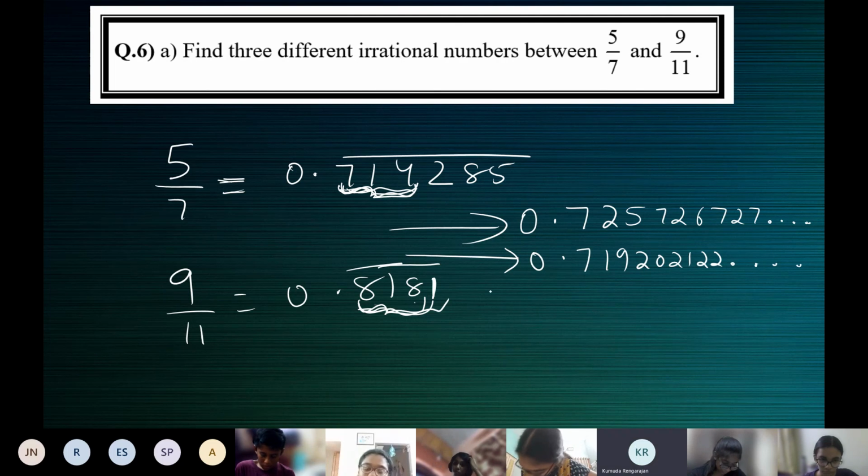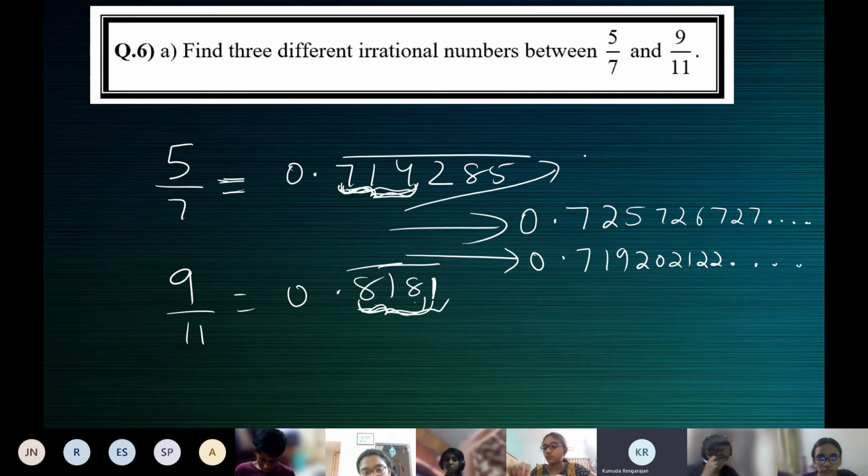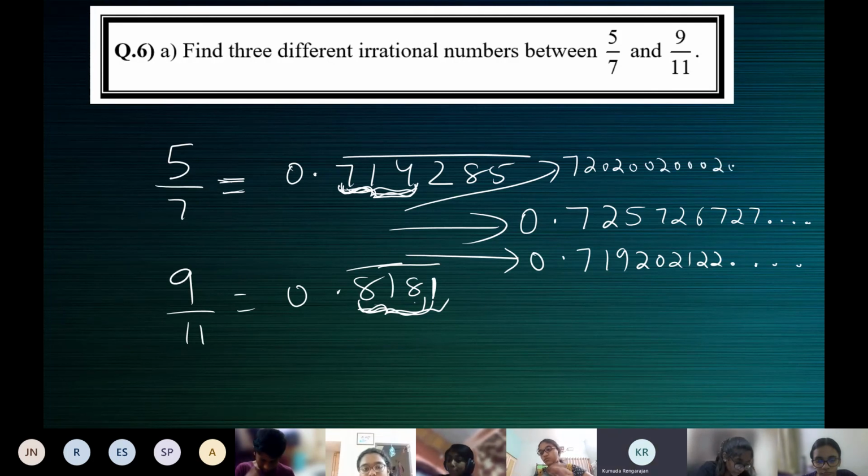Are you getting something, children? You can think of infinitely many numbers like this. No two of us will have the same answer. All of us will have different answers. And as long as your numbers are non-terminating, non-repeating, and between this range, you're right. So between this, 720, then I can write 200, 2000 like this, and just keep writing something. There should be no pattern. And you must not forget to put these dots because non-terminating.